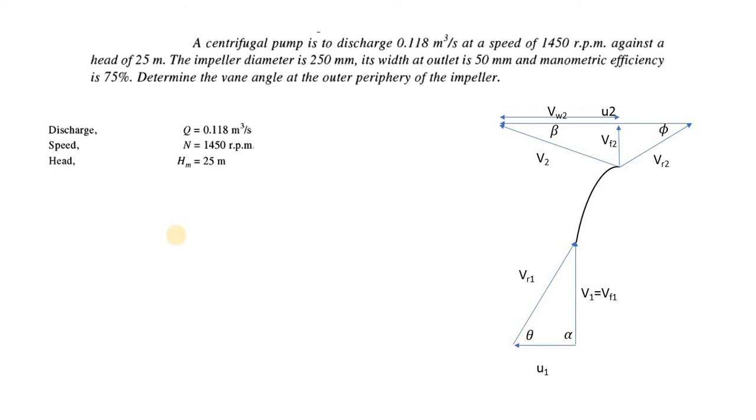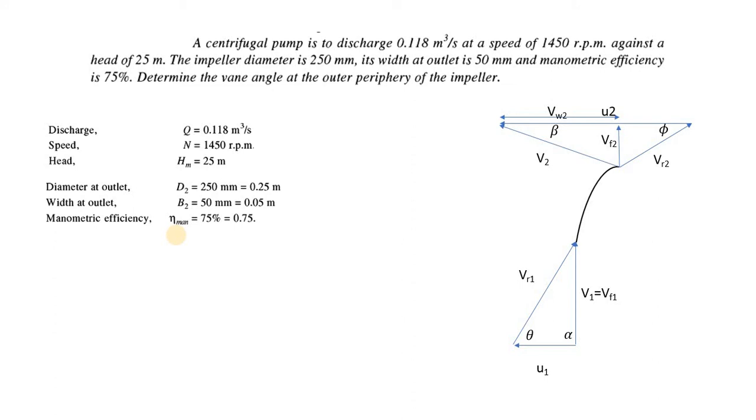Discharge Q is given as 0.118 meter cube per second. Speed N equals 1450 RPM, and head Hm, we just considered this as a manometric head. Hm equals 25 meters. The diameter at outlet D2 is given as 0.25 meters. Along with B2, the width at outlet, which is 0.05 meters, and the manometric efficiency is 75% or 0.75.